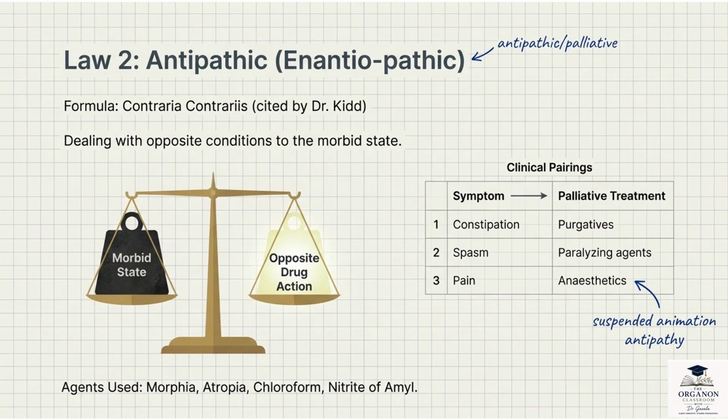So if the patient has constipation, a purgative is given. If there is a pain, an anesthetic is given. If there is a spasm, a muscle relaxant or a paralyzing agent is given. Drugs like morphia, atropia, chloroform, nitrite of amyl were all commonly used in this way. On the principle of antipathy, initially this seems very successful and it's very relaxing as well, and very desirable by the patient and the physician too, because the symptoms disappear quickly.